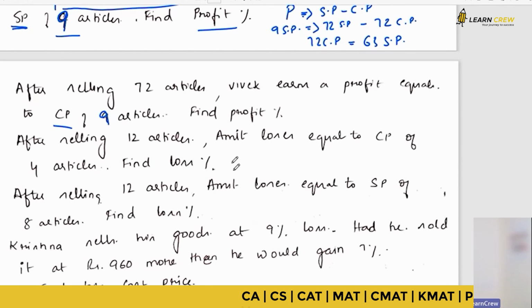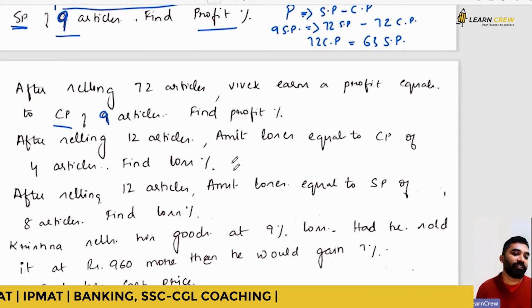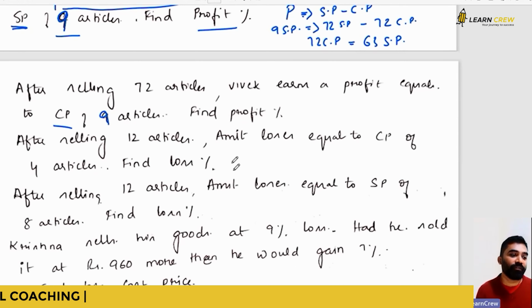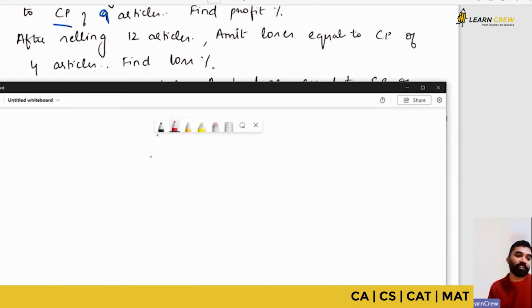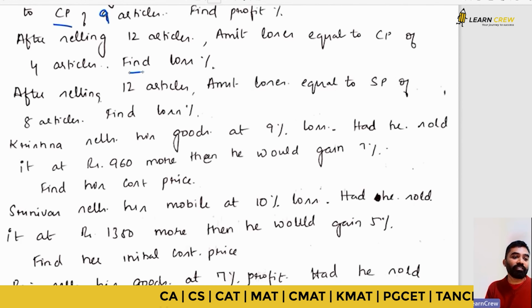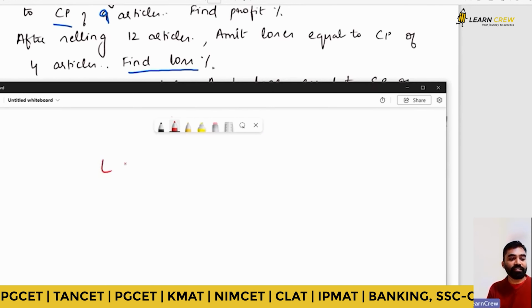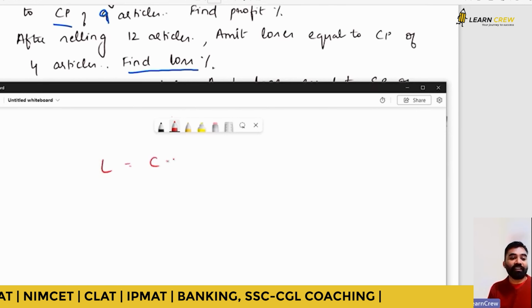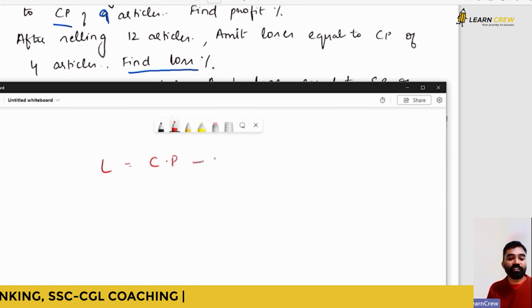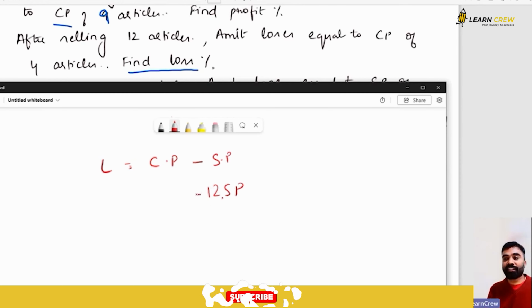Okay, it becomes 63. What's the answer for the 11th one? After selling 72 articles, Vivek earns a profit equal to CP of 9 articles. Find profit percentage. Here, after selling, find the loss percentage. This is what is asked, right? Find the loss percentage. So loss is equal to, first write down every step. Loss equal to cost price minus selling price. Fine? Yes. Now after selling 12 articles, it means 12 SP. Obviously, when they are selling 12, cost is also 12 CP.